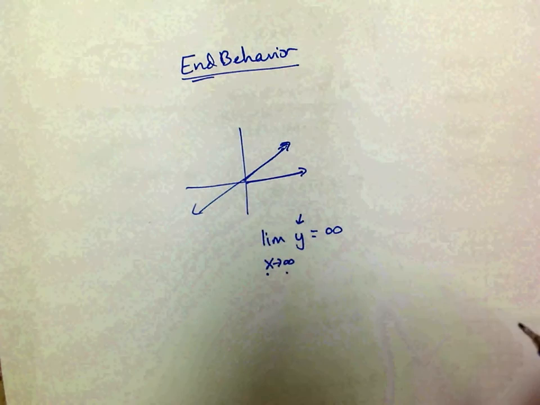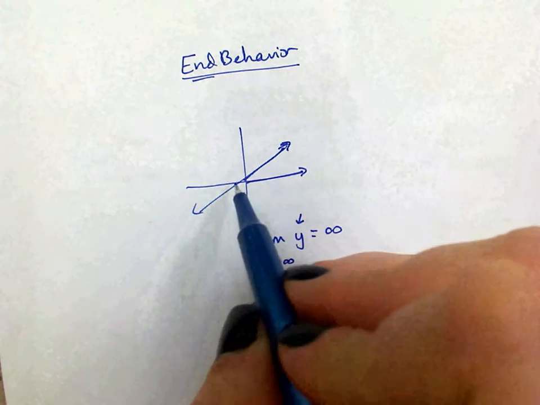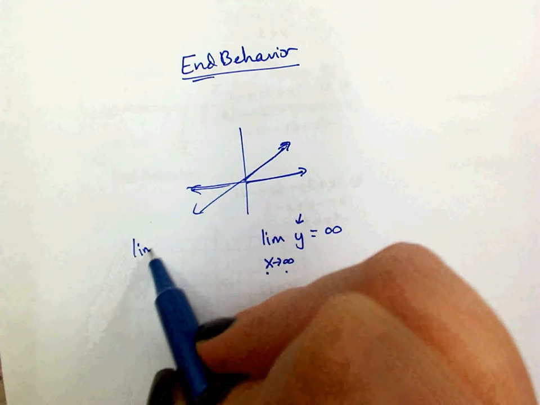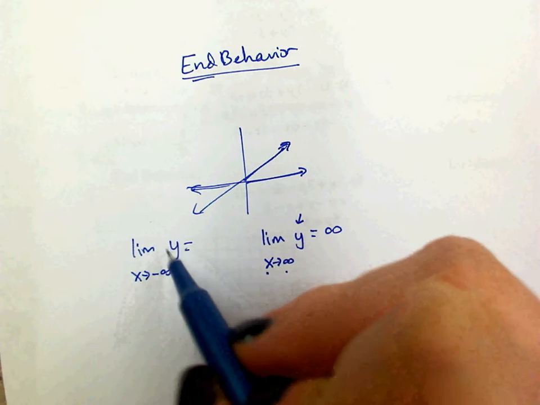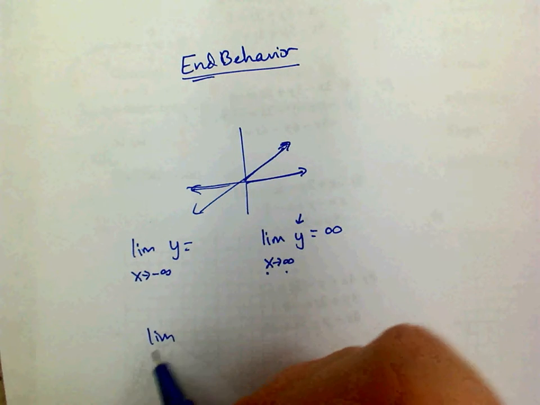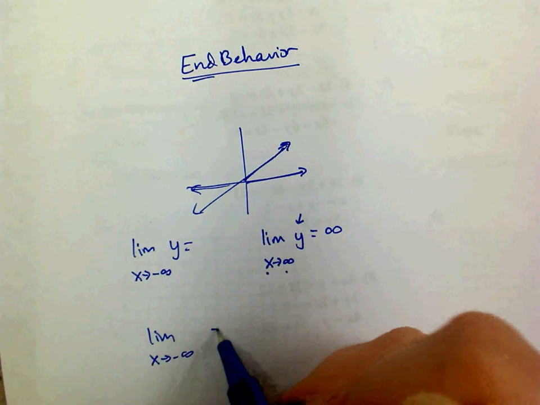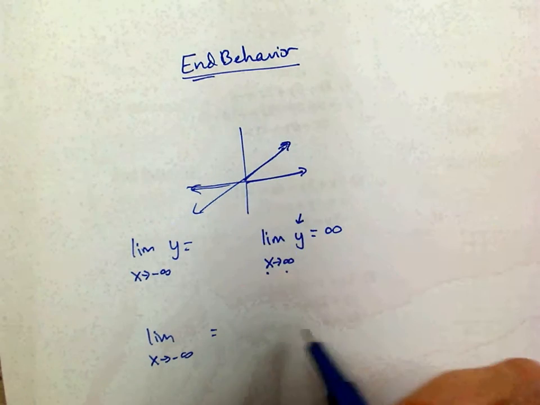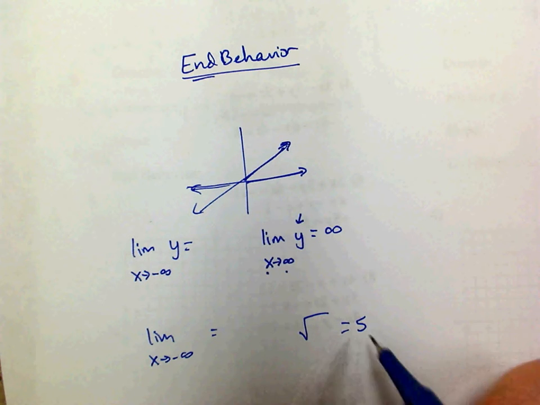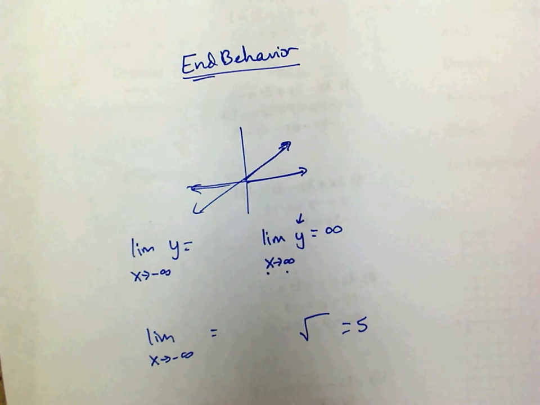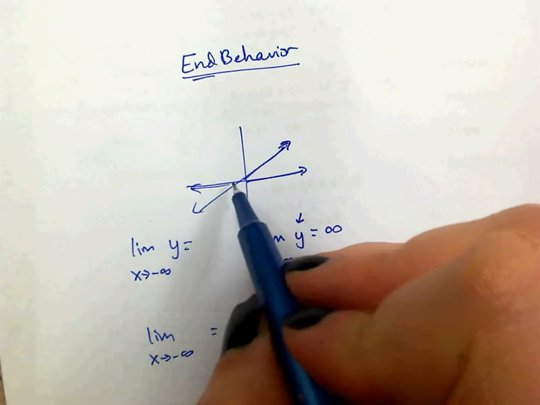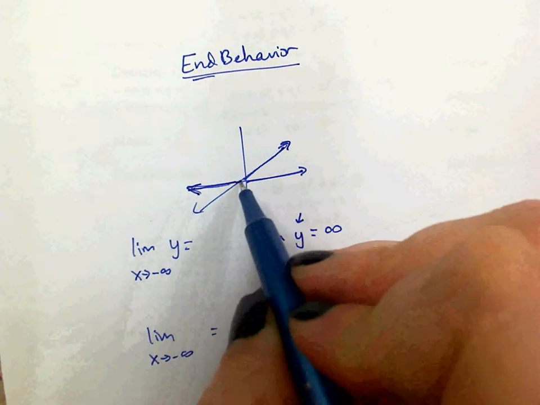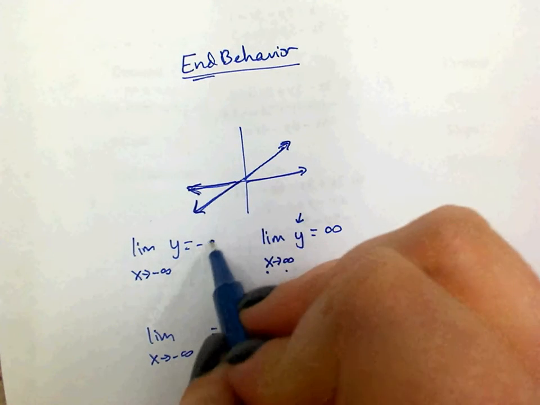Now, as we go to negative infinity, the limit as x approaches negative infinity of the function, if you don't put the y here, if you just write limit as x approaches negative infinity equals a number, then that's kind of like saying an empty square root equals 5. Doesn't make much sense because it's just an operation. You've got to have the limit of something. Okay? So the limit as you approach negative infinity. So as x goes to negative infinity, where's y going? Well, y is also going to negative infinity. So those are my end behaviors.